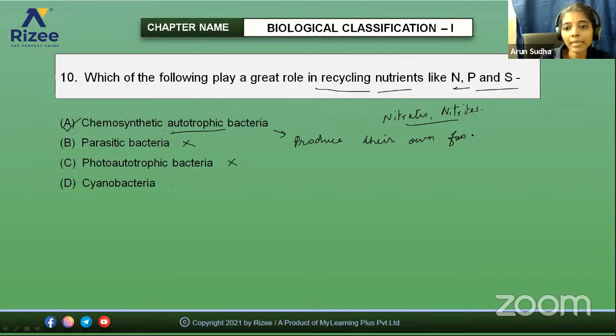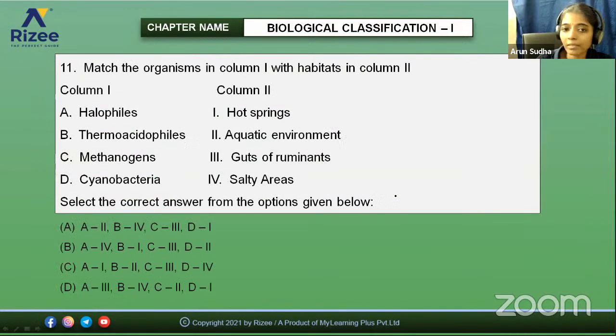So what happens in the case of chemosynthetic autotrophs? They produce their food from these chemicals, that is nitrogen, phosphorus, and sulfur. So they help in the recycling of these chemicals, and they help to form food out of these chemicals. So there occurs a recycling of nutrients from these chemicals. So the option is chemosynthetic autotrophic bacteria. This is the correct option. Are you clear now? Okay. Then we'll go to the next question.